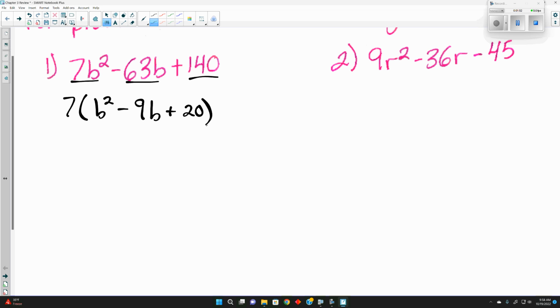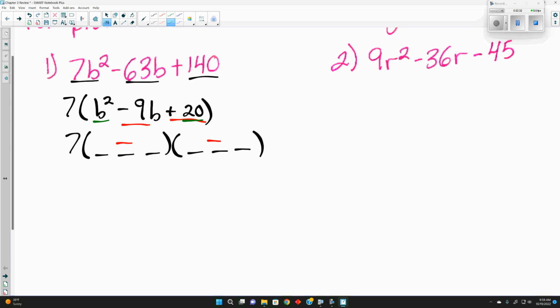Now, we could factor out a negative if the number in front of b squared, or whatever the variable squared, is negative. We can pull it out too. Now that we have that, we'll have 2 sets of parentheses with 3 spaces, which is step number 2. Our third step is the sign, and we look at the third term. If the third term is positive, the signs are the same and they match the sign of the middle term. If the third term is negative, our signs are opposite. Well, here the third term is positive, so the signs are the same and they match the sign of the middle term. So we'll have negative and negative.